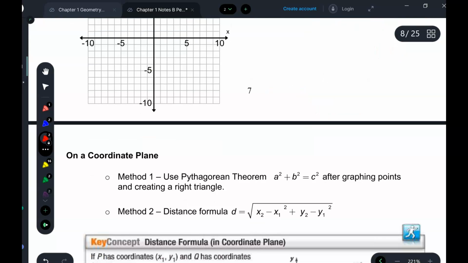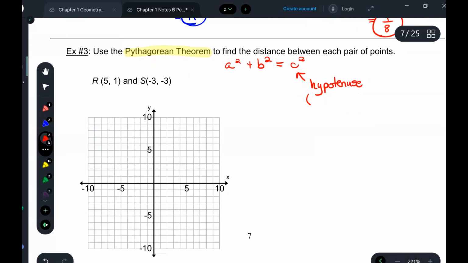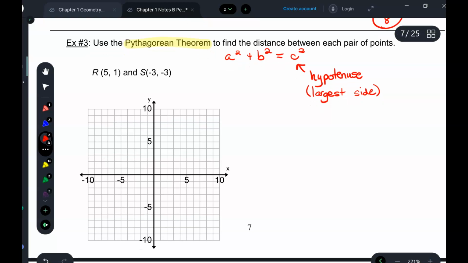So I don't have a smiley face on here. If you want to, you can. There's no card requirement for this one. Okay, hypotenuse, that's my favorite word. Hypotenuse.